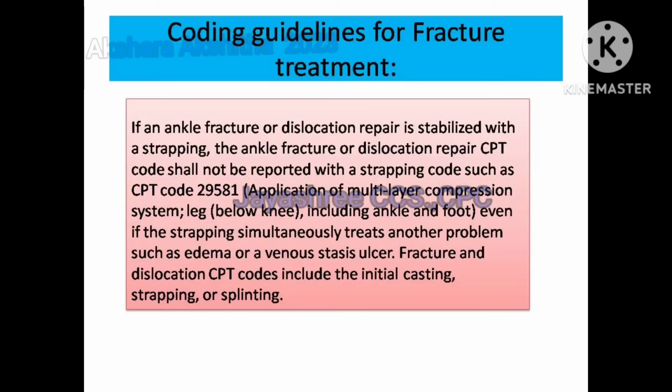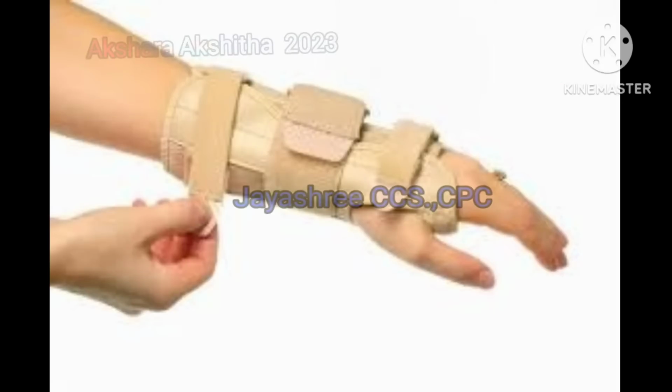Okay. Next point is CPT codes for closed, percutaneous, and open treatment of fracture include, as I told you, the application of casting, splinting, strapping CPT code, so we cannot report both separately. Then if the physician treats a fracture or dislocation with the initial cast and strapping, splint, it also assumes follow-up care. So the provider cannot report casting, splinting, strapping code, since these services are included in the fracture dislocation CPT code.